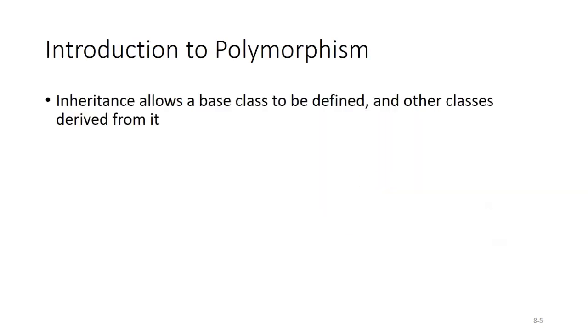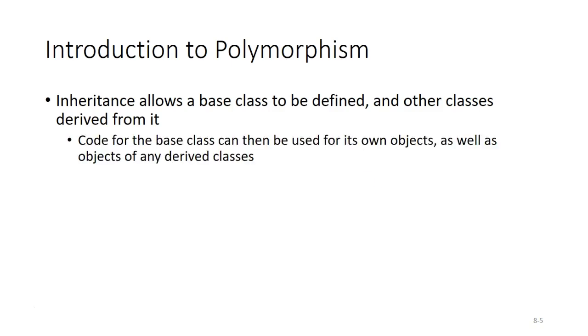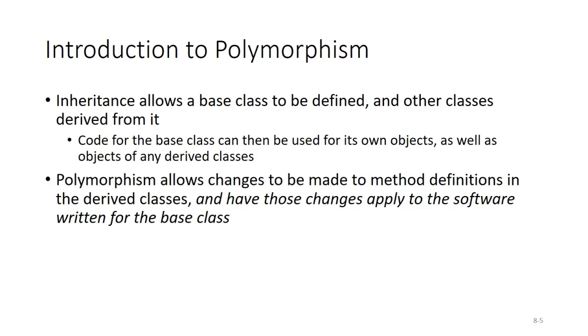So in inheritance, which is one of the mechanisms that supports polymorphism, we'll be talking about another mechanism in just a couple of days, inheritance allows a base class to be defined and other classes derived from it, and then you can have objects of the base class if you want, or you can have derived class objects. But the beauty of this is that you can also send these messages to any of the derived class objects, and the messages will be interpreted by the derived class objects in their own way.